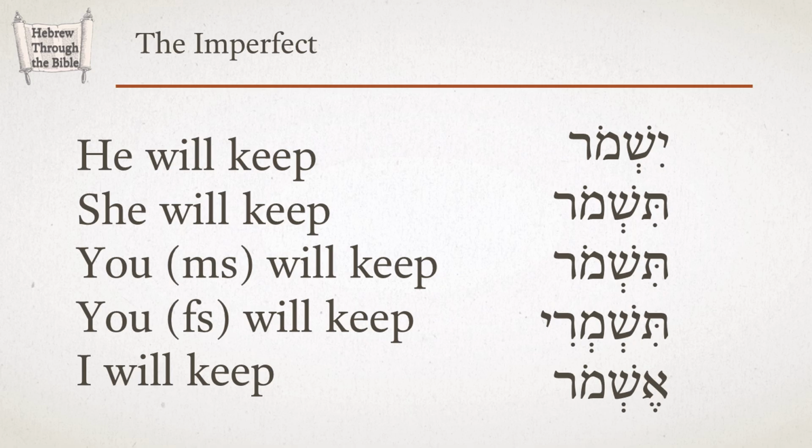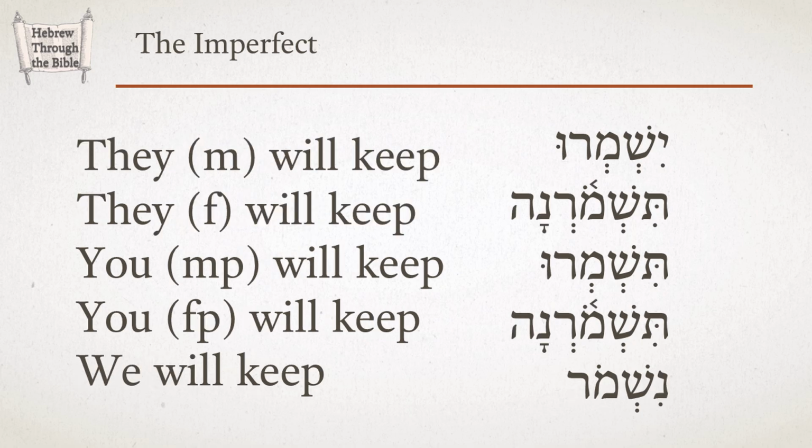Now let's read down the imperfect chart one more time together. Again, this is something to learn well. Let's start. Yishmor, Tishmor, Tishmor, Tishmeri, Eshmor. Now the plural, starting Yishmeru. Yishmeru, Tishmorna, Tishmeru, Tishmorna, Nishmor.